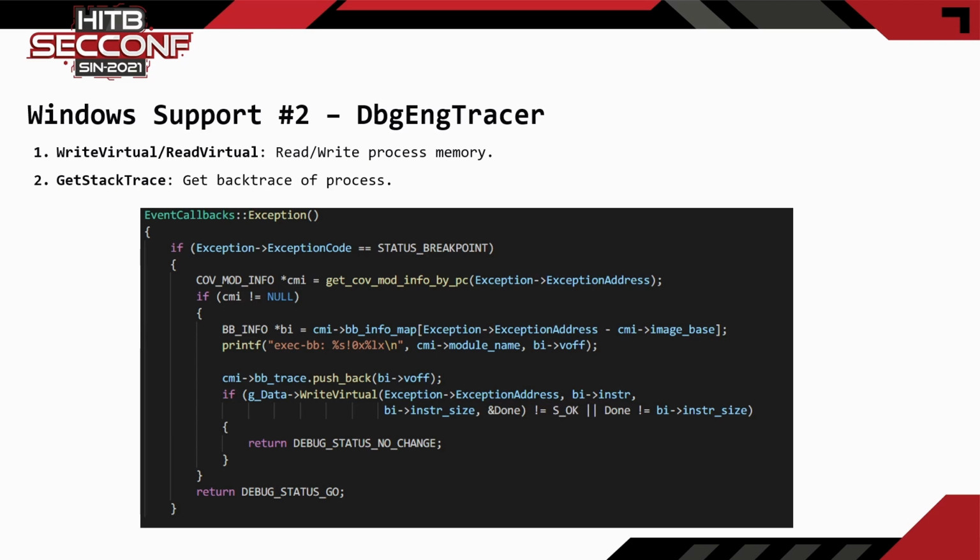Next, let's briefly introduce the code of how DbgEngTracer handles breakpoints. First, in DbgEngine, you can use the write virtual and read virtual functions to read and write the memory of the process. And the get stack trace function is used to get the code stack of the process. The code for handling breakpoints is shown in the screenshot. The logic of the code is similar, so I won't repeat it here. Let's take a look at the demo of fuzzing the Windows platform.